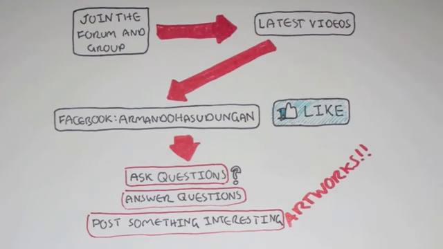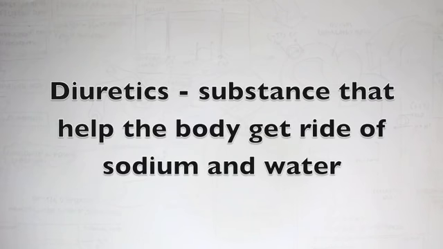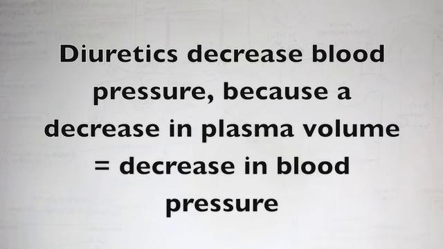In this video, we're going to look at diuretics. Diuretics work on the kidneys, the nephrons of the kidneys. What are diuretics? Well, diuretics are substances that help the body get rid of sodium and water. Diuretics decrease blood pressure because a decrease in plasma volume, a decrease in water, equals a decrease in blood pressure. Hopefully the function of diuretics will make sense towards the end of this video.